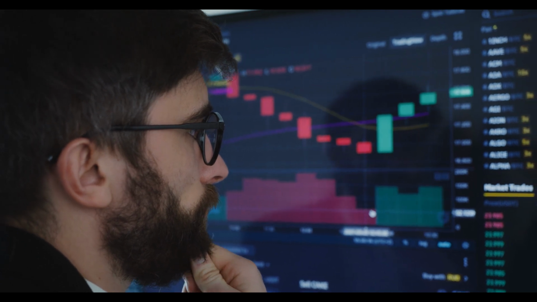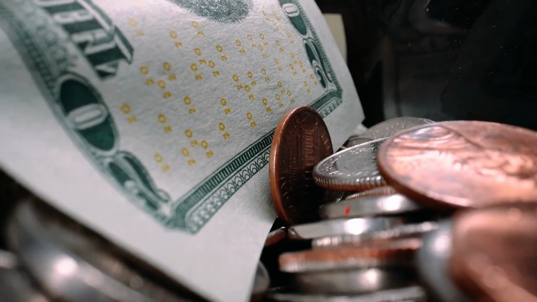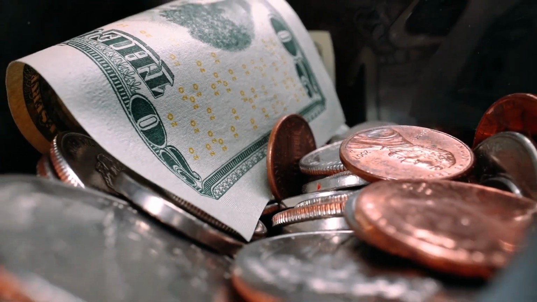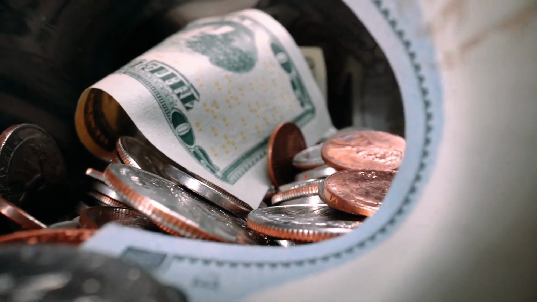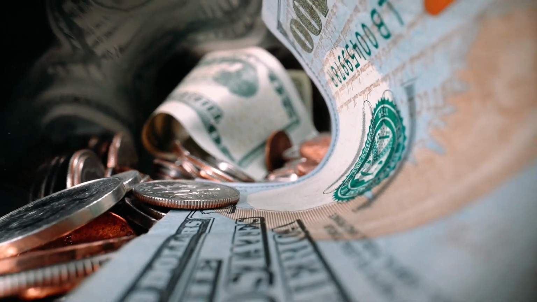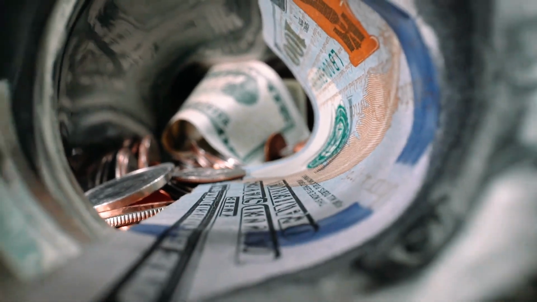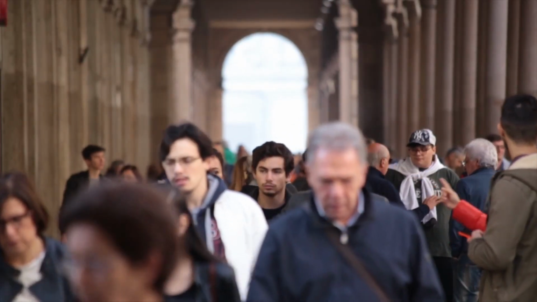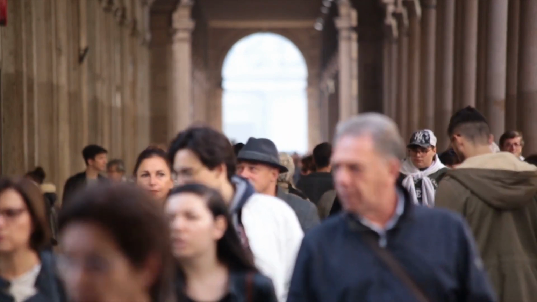If you've got $1,000 burning a hole in your pocket and you're eager to make it work for you, you're in the right spot. Today, we're talking about smart strategies for small investors, how to invest $1,000 wisely and set yourself up for financial success.